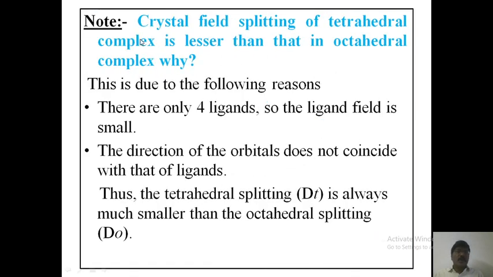Next, note: crystal field splitting of a tetrahedral complex is lesser than that in an octahedral complex. Why? This is one of the important problems in complexes. Easy, try to understand. This is due to the following reasons. Because there are only 4 ligands, the ligand field is small. The direction of the orbitals does not coincide with that of the ligands. Thus the tetrahedral splitting is always much smaller than the octahedral splitting.